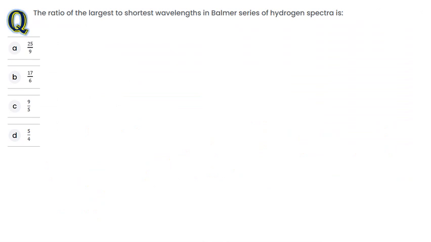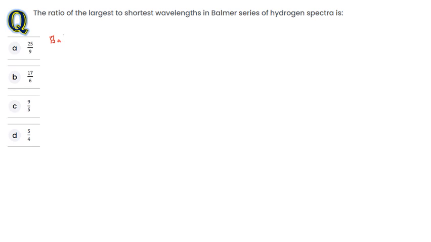Okay, next important problem here is, you just go through this one: the ratio of largest to shortest wavelength in the Balmer series. See, this is the direct answer. You always remember this one. In Balmer series, that is about the wavelength of hydrogen spectra. Balmer series means visible range. For this one, what is the ratio of largest to shortest one? In case of the Balmer series, I just mentioned this one here.